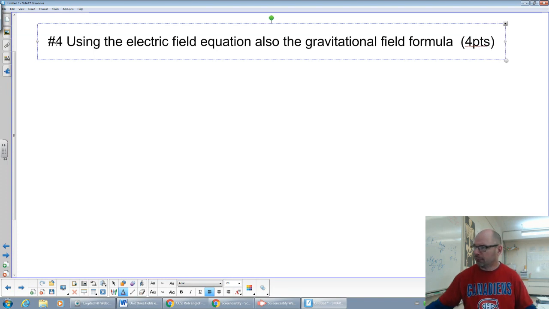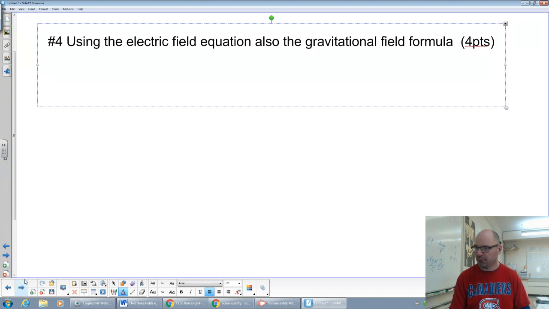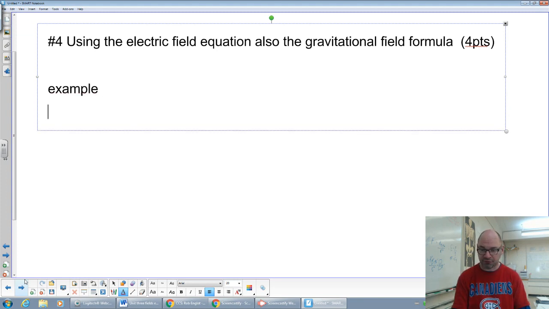Okay, so let's do an example of the gravitational field, because we already did electrical on there. So that's worth 4 points. What is the gravitational field strength?